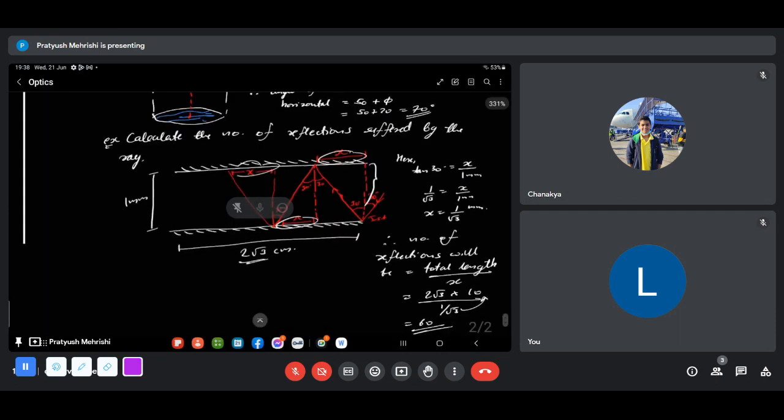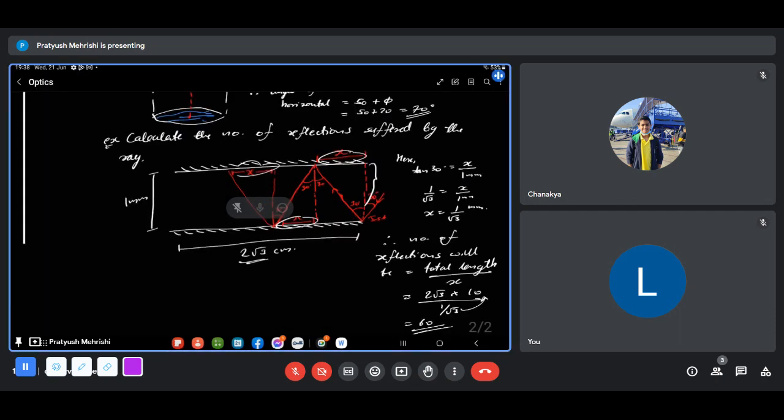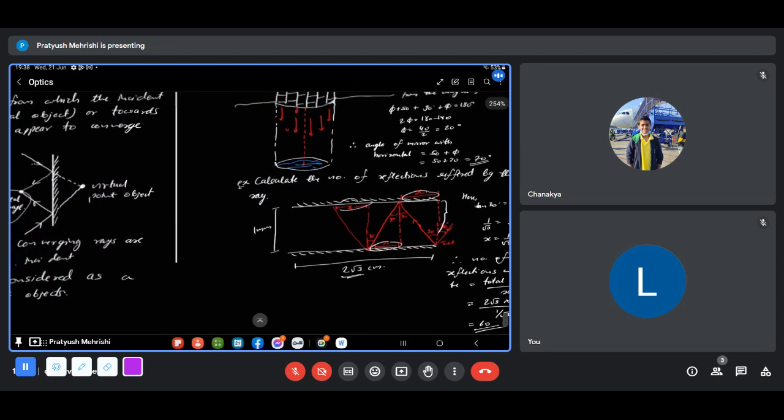Okay, now. So we were seeing some questions. Till now, we have seen the number of reflections suffered, how to calculate the number of reflections suffered. Okay. Now, write down another question.